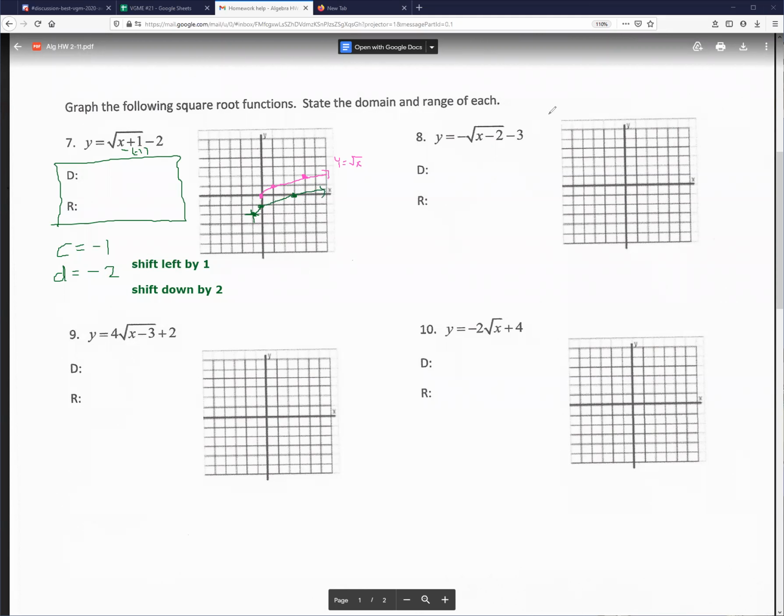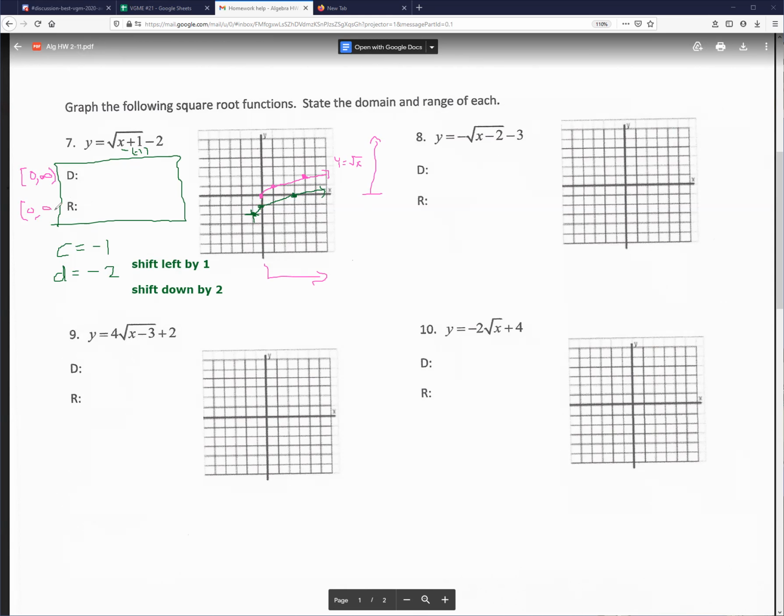Now, the domain and the range. Domain by default of our parent function is from 0 to infinity with a hard bracket on 0 because we can do square root of 0, right? All the x values from here over are in play. And the range is everything from 0 up. So in that regard, the range is also 0 to infinity by default.